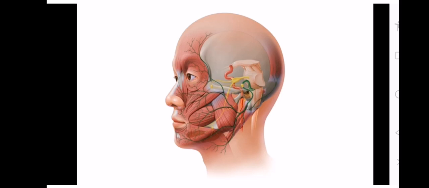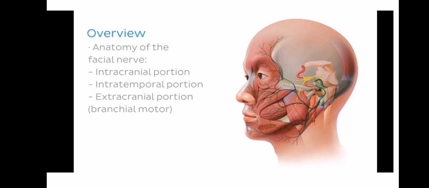So, the diagram represents the lateral view of the skull of the human body, and we'll use this diagram through our tutorial session to describe the structure of the facial nerve and its different branches. So, let's start. For studying the anatomy of the facial nerve, we'll have to divide it into three portions. The first portion being the intracranial portion, the second one the intratemporal portion, and the third one the extracranial portion, which is also called the branchial motor portion.